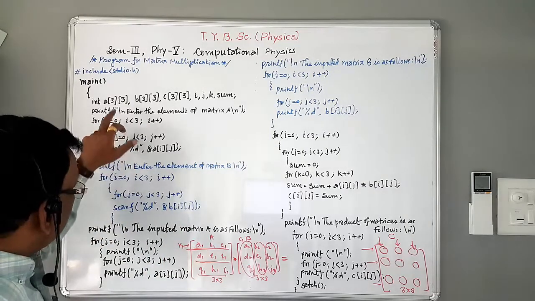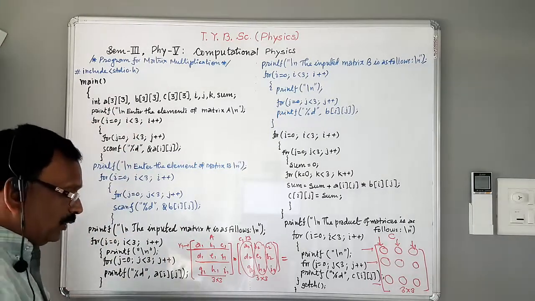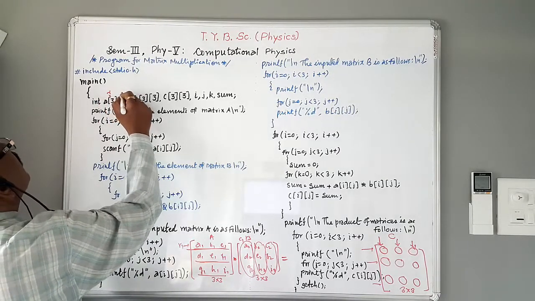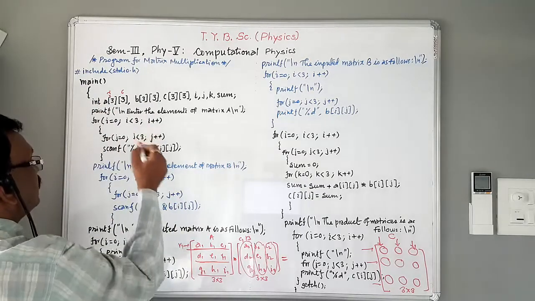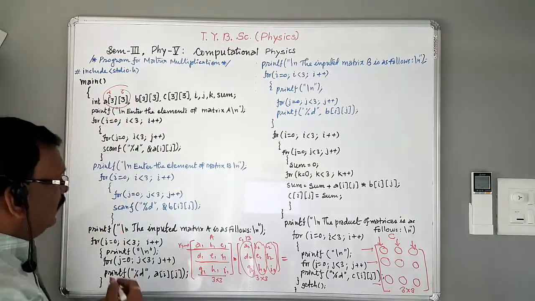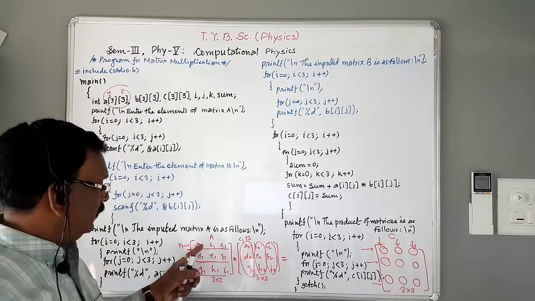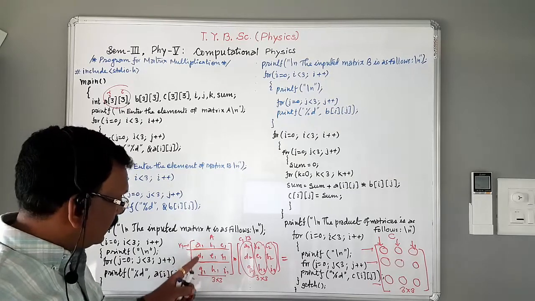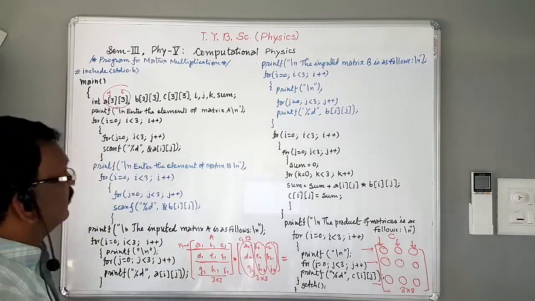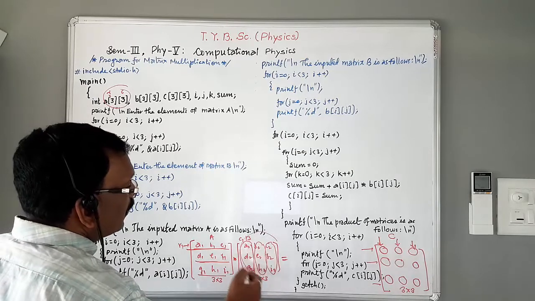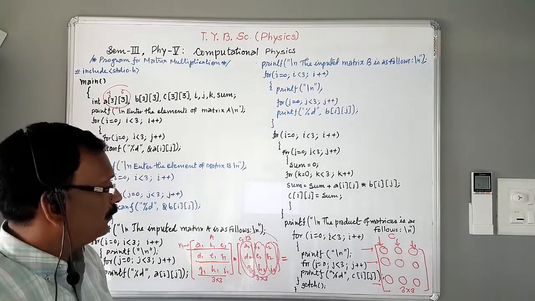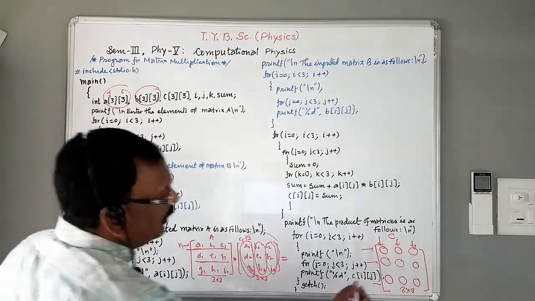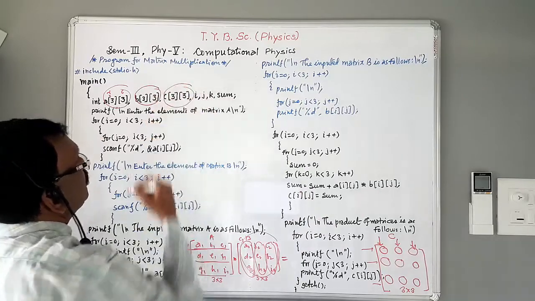Okay. Why this 3, 3, 3? These are the rows. First box gives rows and second box gives columns. Hence, by using this array, we can enter the 9 elements, that is 3 rows and 3 columns of the first matrix. Now, in order to consider the variables in the second matrix, this array is useful. And for the resultant matrix, this array is useful.